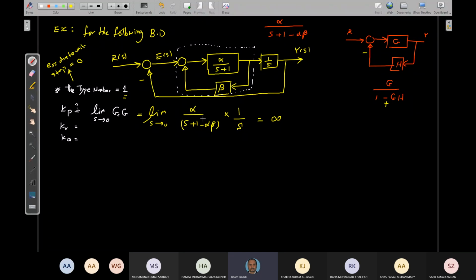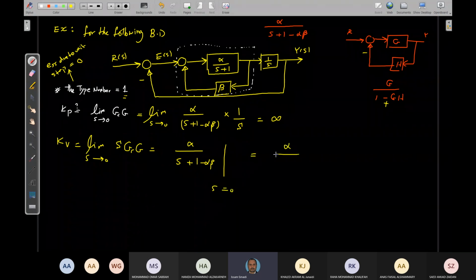But simply here, because I need to find the loop gain, KV equals what now? If I need to calculate KV. No, this is type 1, Raha. So KV is the limit when S goes to 0 of S GC G. So simply this means that one of the S's here will eat this one. So it will be alpha over S plus 1 minus alpha beta evaluated at S equal to 0, and this will equal alpha over 1 minus alpha beta, correct?